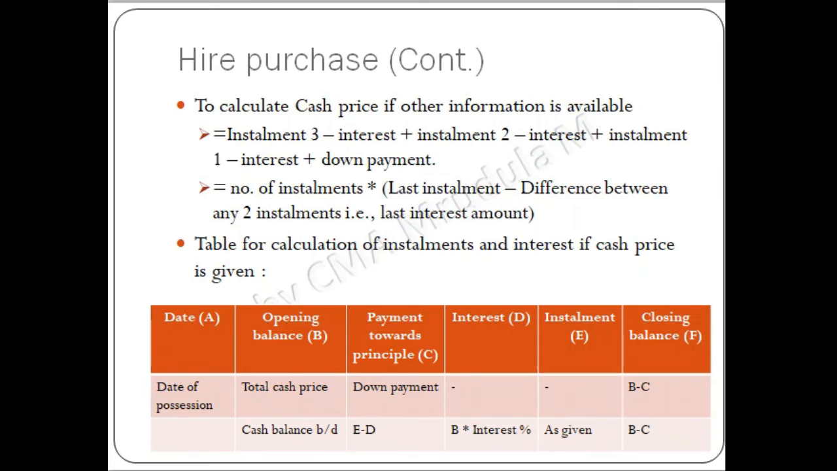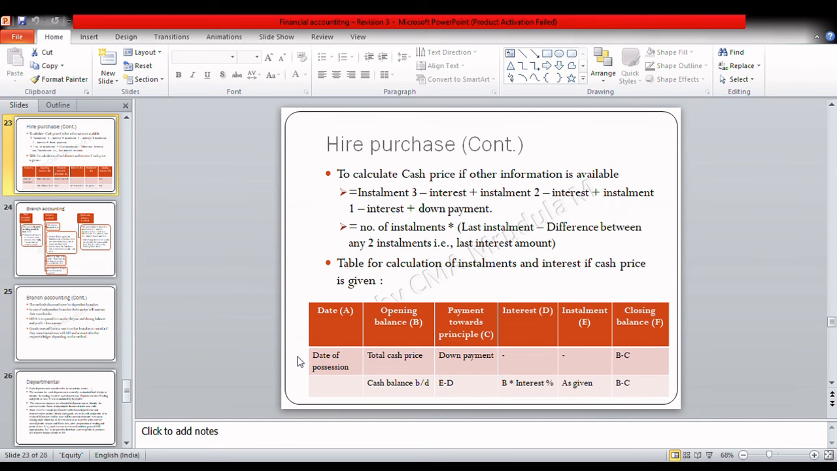Another scenario is where you have to calculate the installments and interest, and the cash price is given. So a table as such will have to be drawn up. It should contain all these details: the date, opening balance, payment made towards principal, interest, installment, and closing balance. The first entry will be on the date of possession, that is day one. The opening balance will be the total cash price. The payment made towards the principal will be the down payment made on the date of possession. There will be no interest on day one, no installment payment being made. Closing balance will be B minus C, opening balance minus the payment made towards the principal.